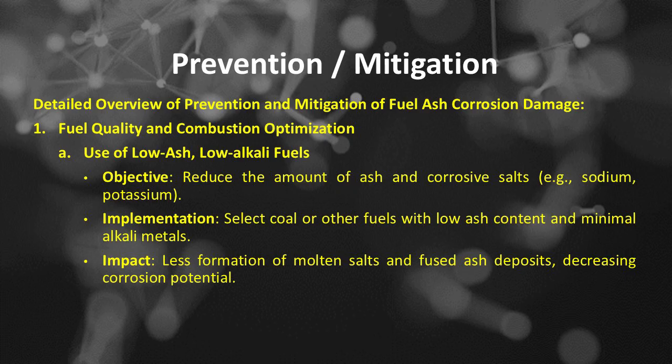Detailed overview of prevention and mitigation of fuel ash corrosion damage. Number 1. Fuel quality and combustion optimization. Number A. Use of low ash, low alkali fuels. Objective: reduce the amount of ash and corrosive salts, such as sodium, potassium. Implementation: select coal or other fuels with low ash content and minimal alkali metals. Impact: less formation of molten salts and fused ash deposits, decreasing corrosion potential.